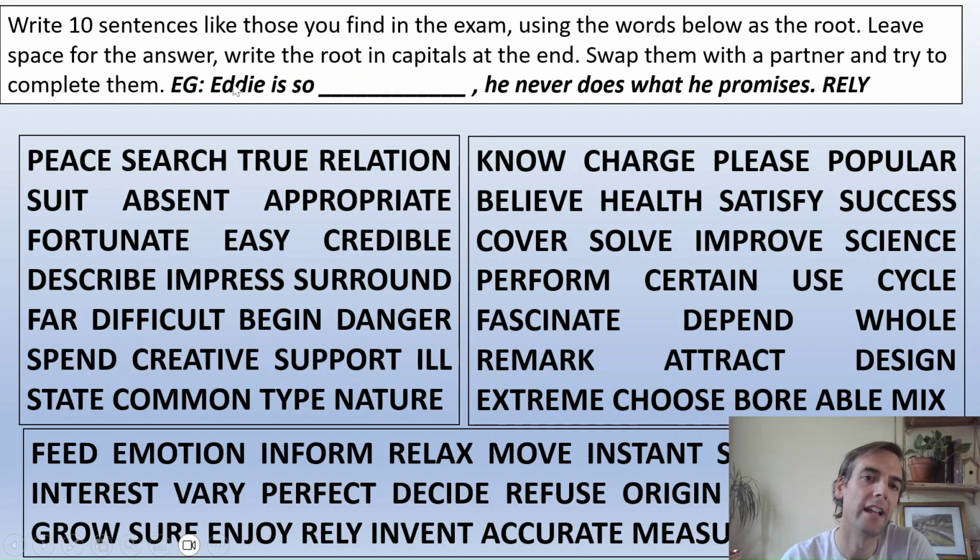My example: Eddie is so blank he never does what he promises. The word is rely. We're given the verb. The adjective is reliable. I think, reliable. No, of course not. He never does what he promises. He's unreliable. Of course he is.